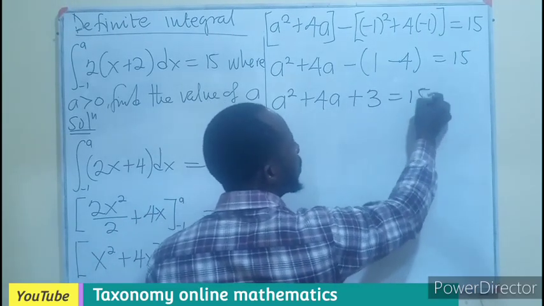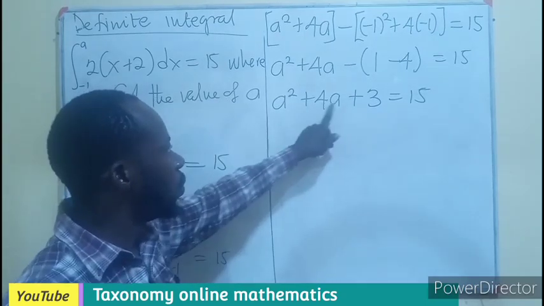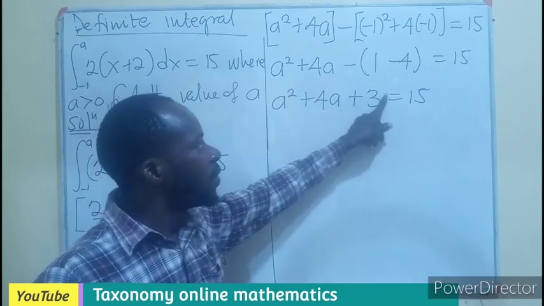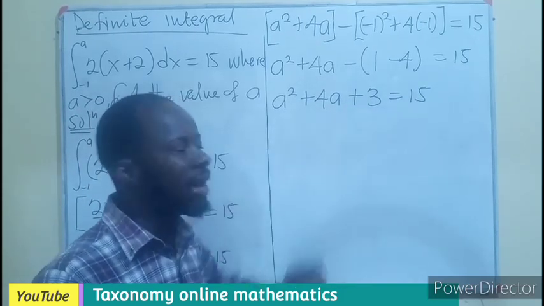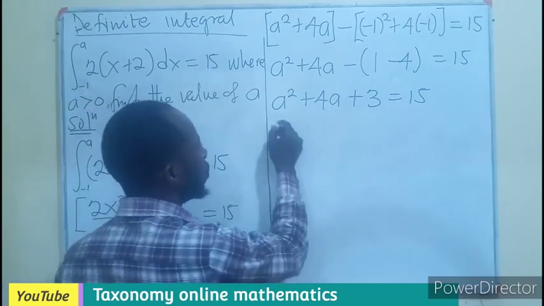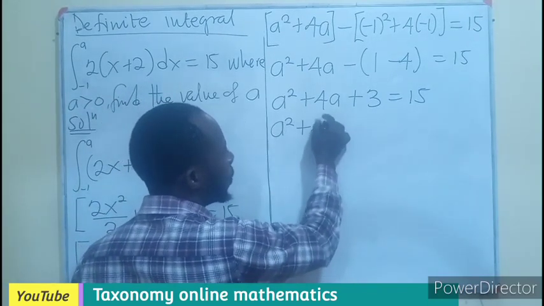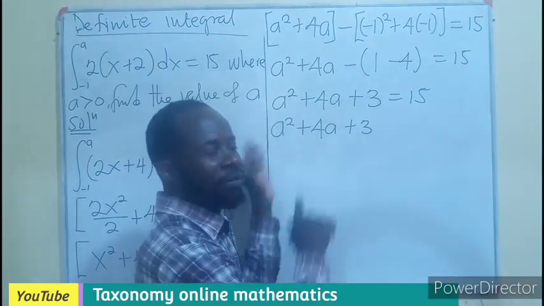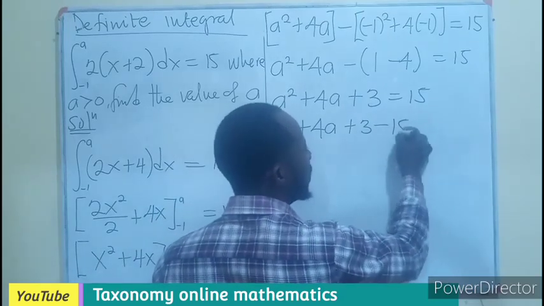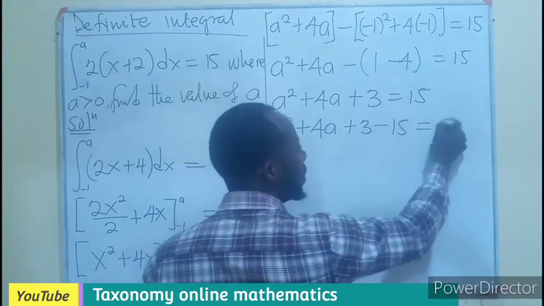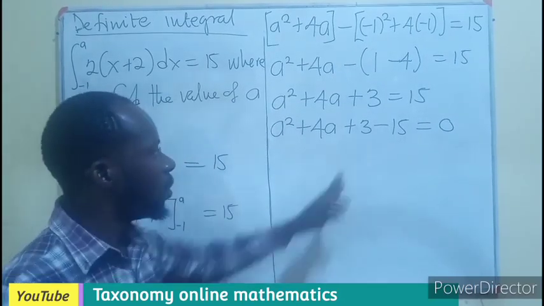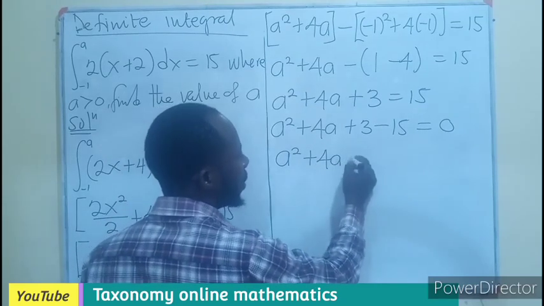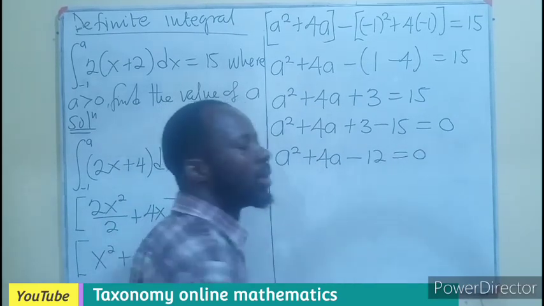equals 15. Since we are having the variable with the power of 2, the power of 1, then this on the power of 0, we are going to group them to form a quadratic equation. So we have a squared plus 4a plus 3. Now we subtract 15 from both the left and the right. So this is going to be -15 equals 15 minus 15 gives us 0. So we can compute this to have a squared plus 4a minus 12 equals 0.